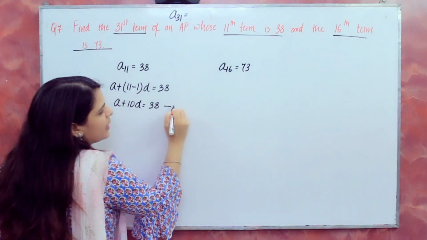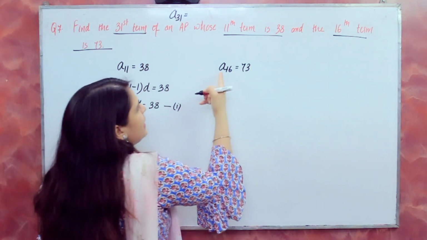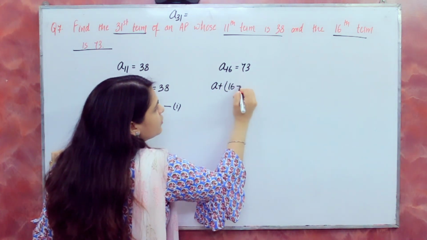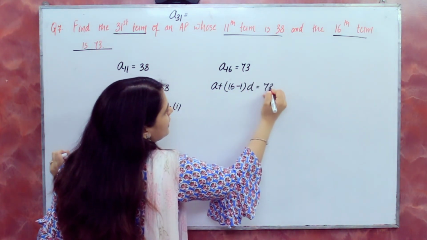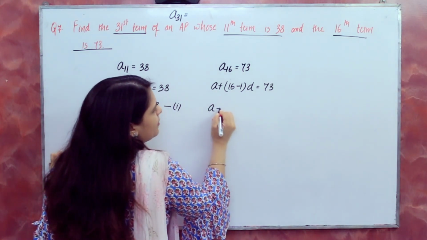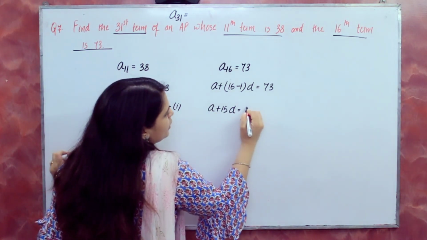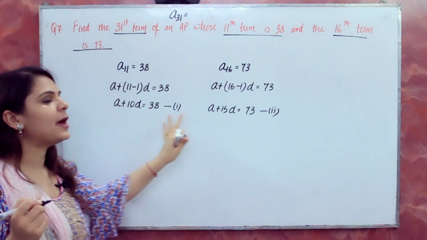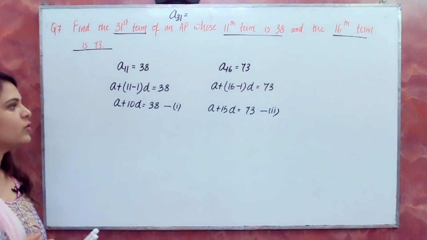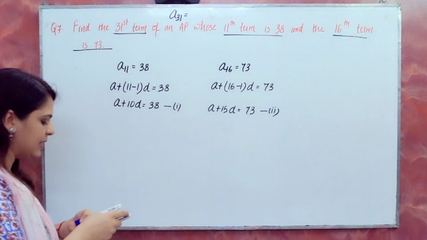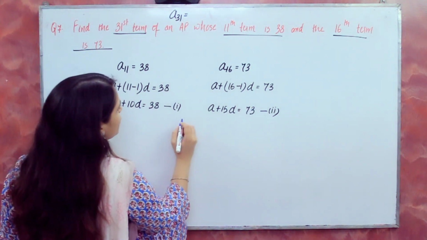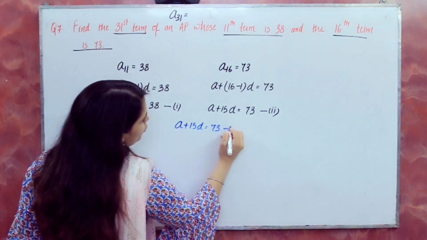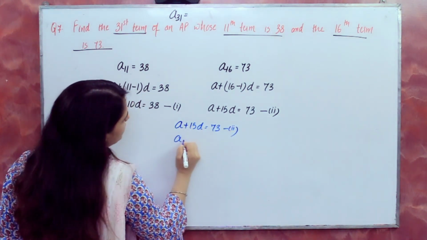Okay, so this is our equation number 1. Similarly, the formula of A16 is a plus (16 minus 1)d, and here also you can write directly a plus 15d equals 73. So this is our equation number 2. Here we have two simultaneous equations, and we can use the elimination method to solve them. Okay, now we are going to use the elimination method. This is our equation number 2 and equation number 1.